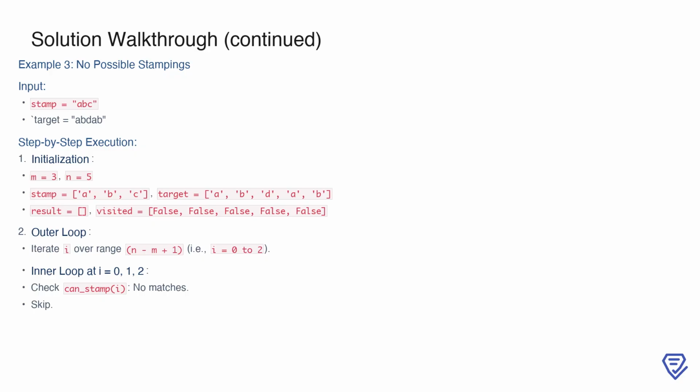As we iterate over the range of possible starting indices for stamping, from 0 to 2, we find that none of the substrings in the target match the stamp. At I equals 0, I equals 1, and I equals 2, the can_stamp function returns false, so no stamps are applied, and we skip each index.